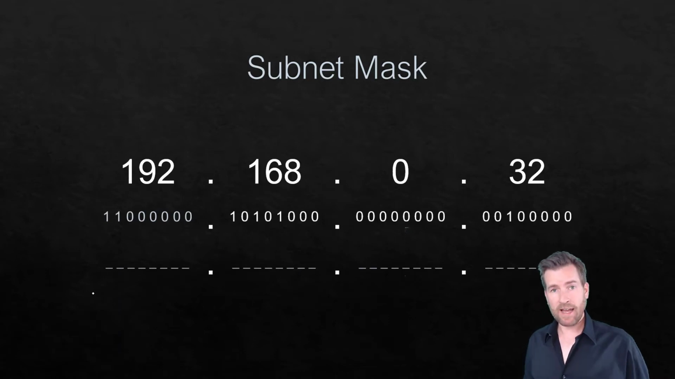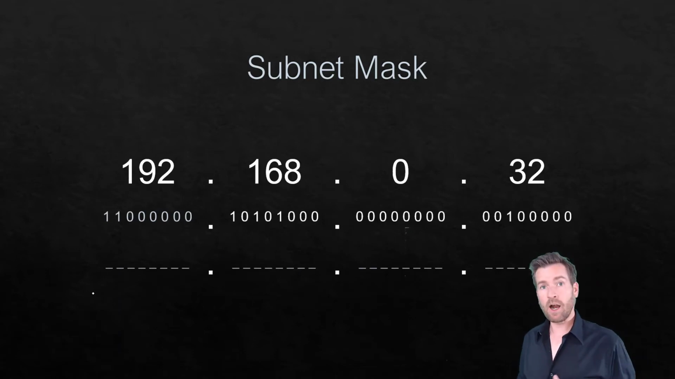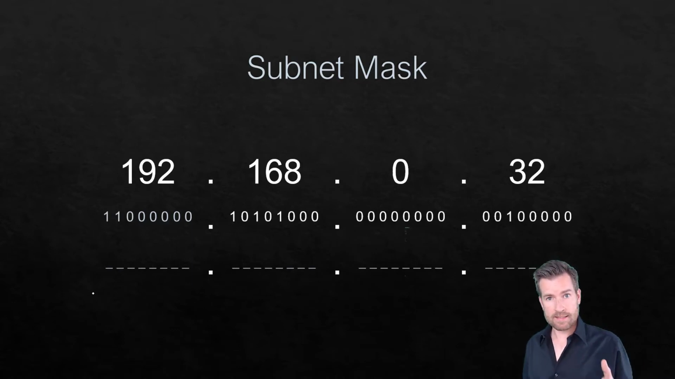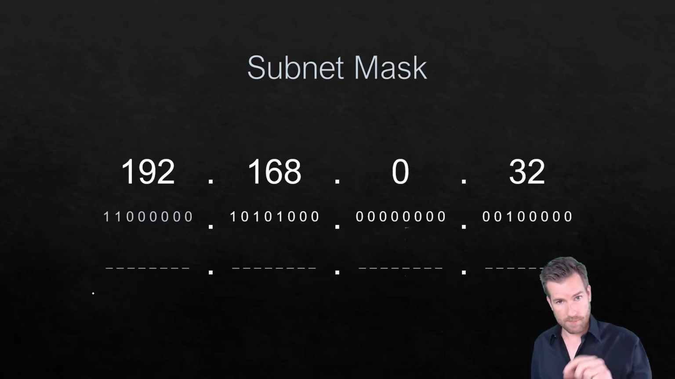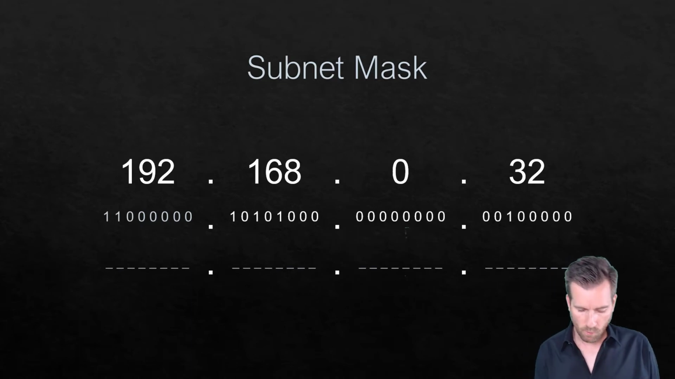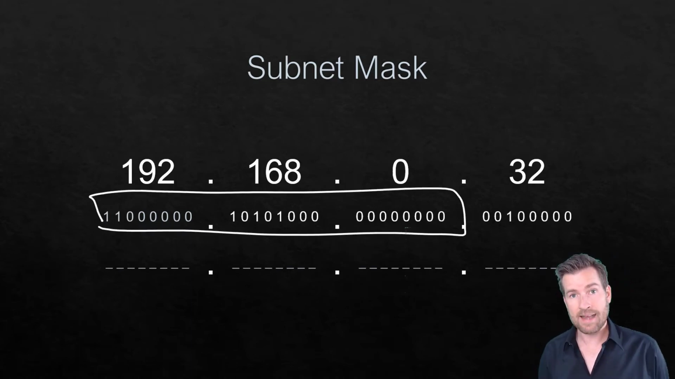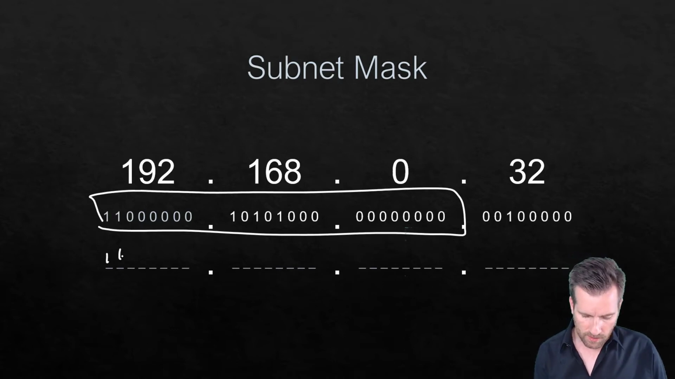Subnet masks define which of our bits are going to represent the network and which of the bits are going to define the host side. The network bits are defined within the subnet mask as being 1. So if this example right here is the network bits, then these would all be assigned 1s in the mask.